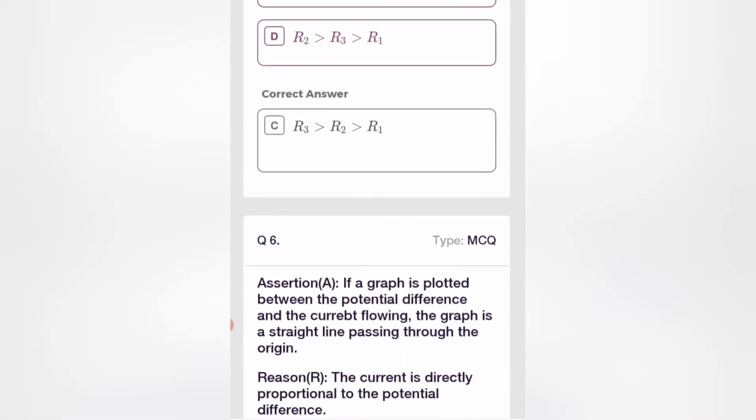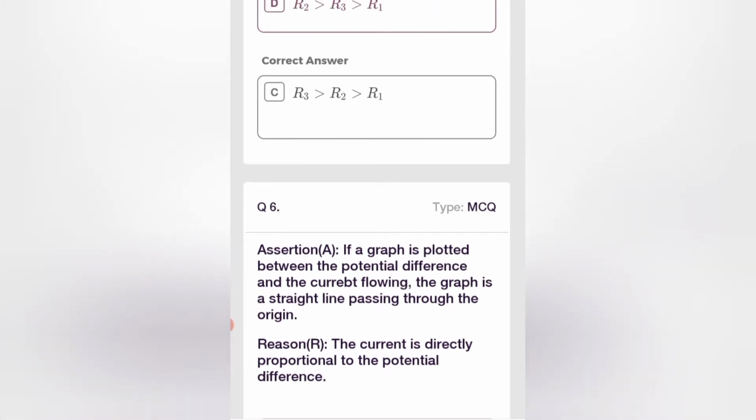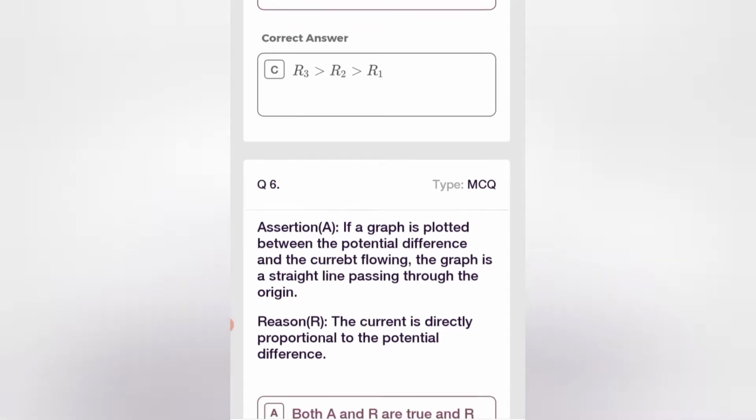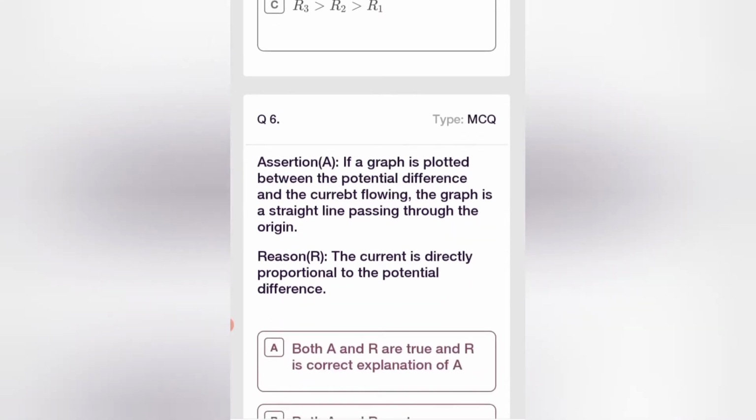Sixth question. Assertion and reason type question. Assertion is, if a graph is plotted between potential difference and the current flowing, the graph is a straight line passing through the origin. Yes, the assertion is correct. Reason is, the current is directly proportional to potential difference. Is that correct? Yes, both are correct.